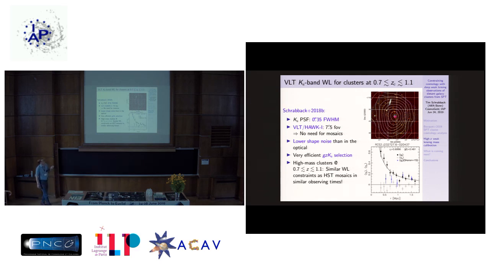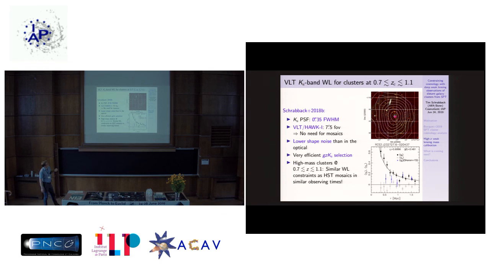Also, if you use VLT, the near-infrared imager has a big field of view, so you no longer need mosaics, so you gain in efficiency a lot. And also one nice thing is that the high redshift galaxies are rounder intrinsically in the near-infrared than in the optical, which reduces your noise in the measurement as well.